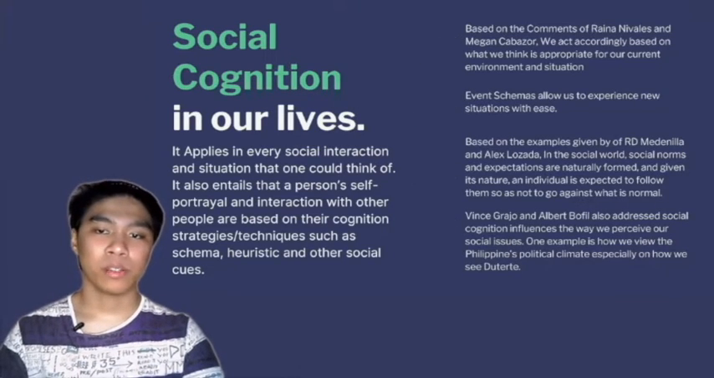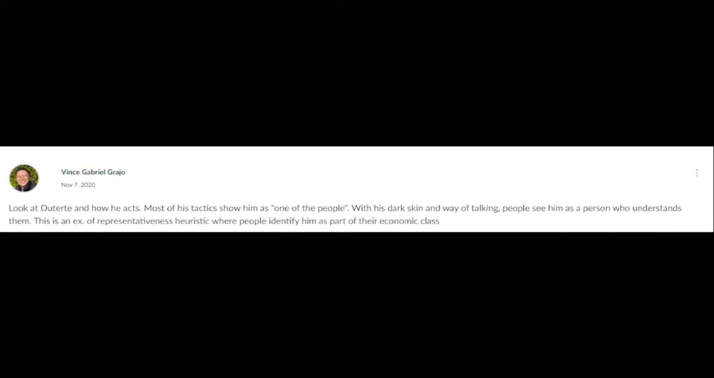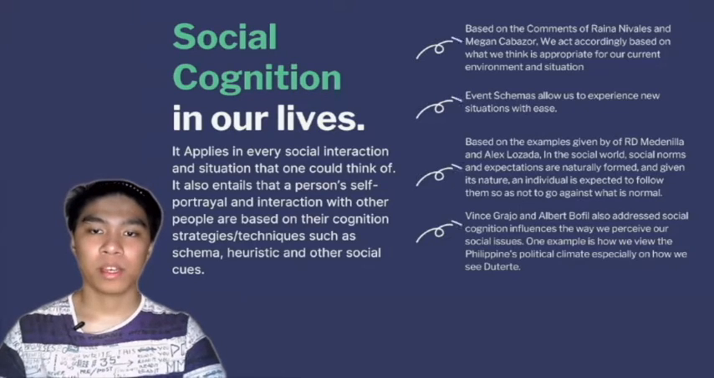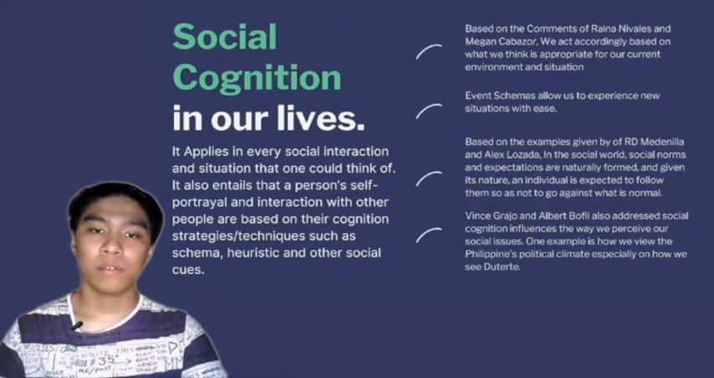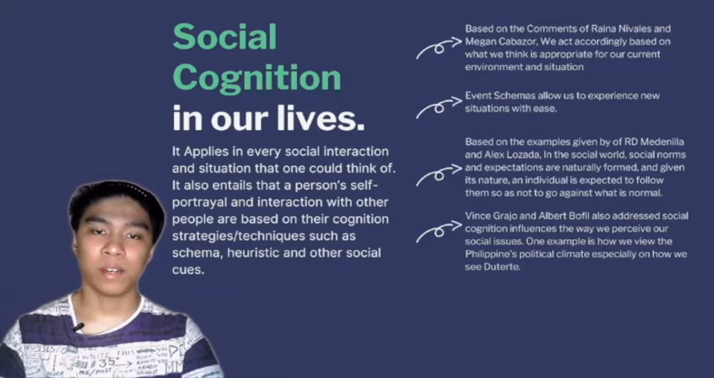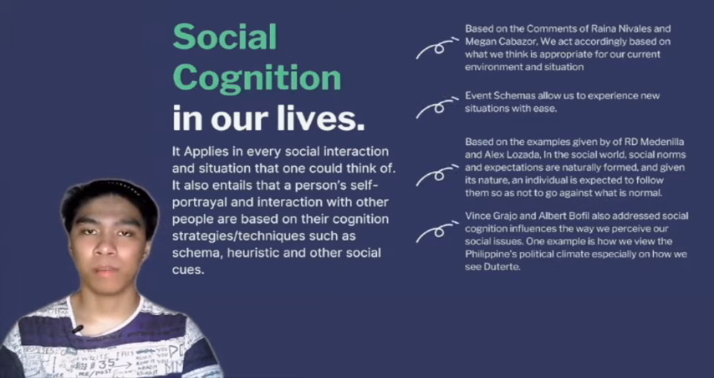Vince mentioned that the reason why some people see him as one of the people is due to how he presents himself. His dark skin and way of speaking can more or less explain why the marginalized people relate to him and see him as someone who understands them. His physical appearance really shows Filipino features, and his exterior shows simplicity. Even if we know that he is indeed rich, some marginalized people identify him as being in the same social category because of his mere appearance.